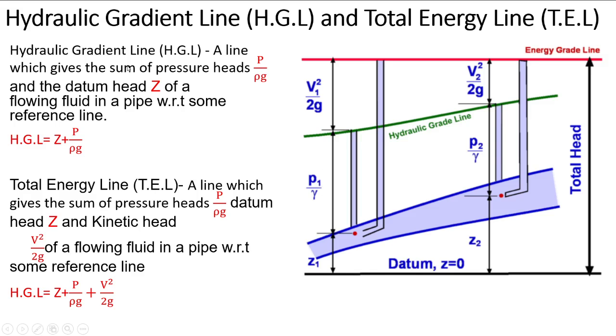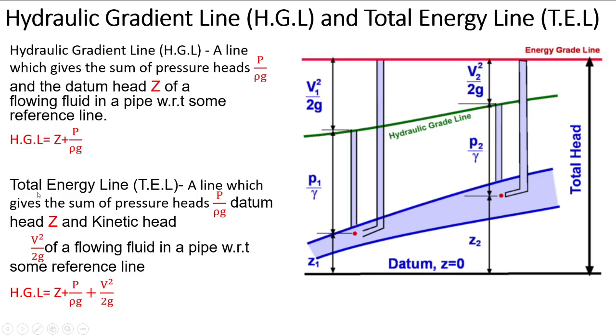So hydraulic gradient is nothing but a line which gives the sum of the pressure head P by rho g and the datum head Z. So P by rho g plus Z, this is nothing but the hydraulic gradient line, and the line drawn through these points is called the hydraulic gradient line.